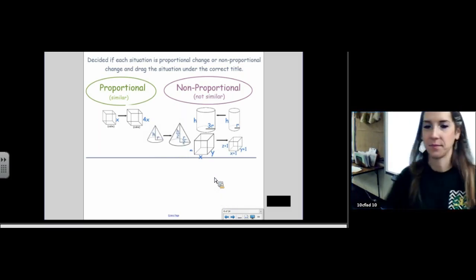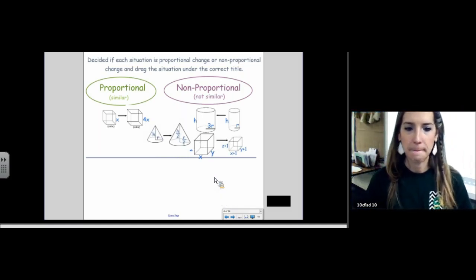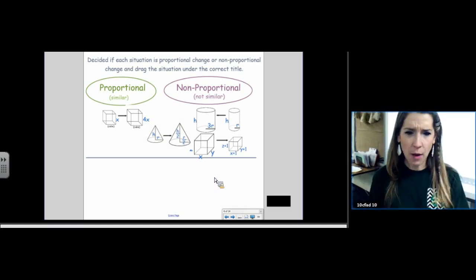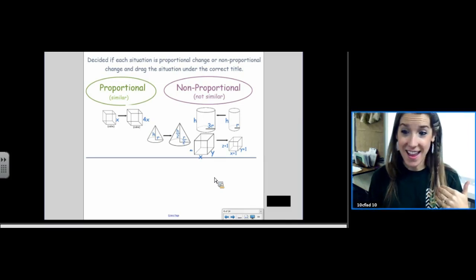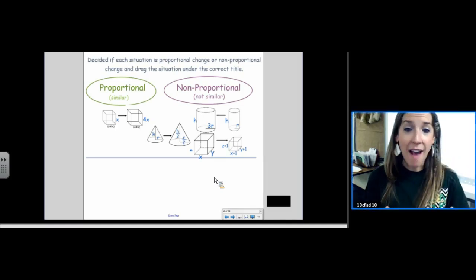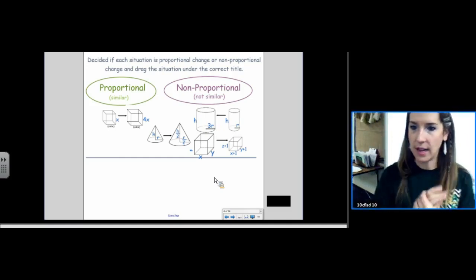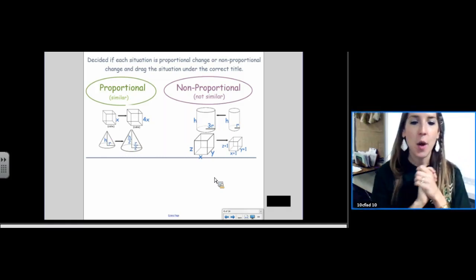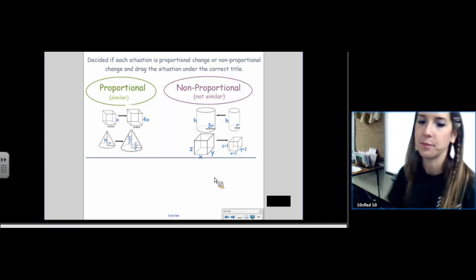Last one. Is it okay to divide? Does that work? Because dividing by 2 is the same as multiplying by 1/2, right? Yeah. So my scale factor is 1/2. I did it to every dimension. I did it to the height and to the radius. So I'm good to go. I am similar. I stayed proportional. Okay?